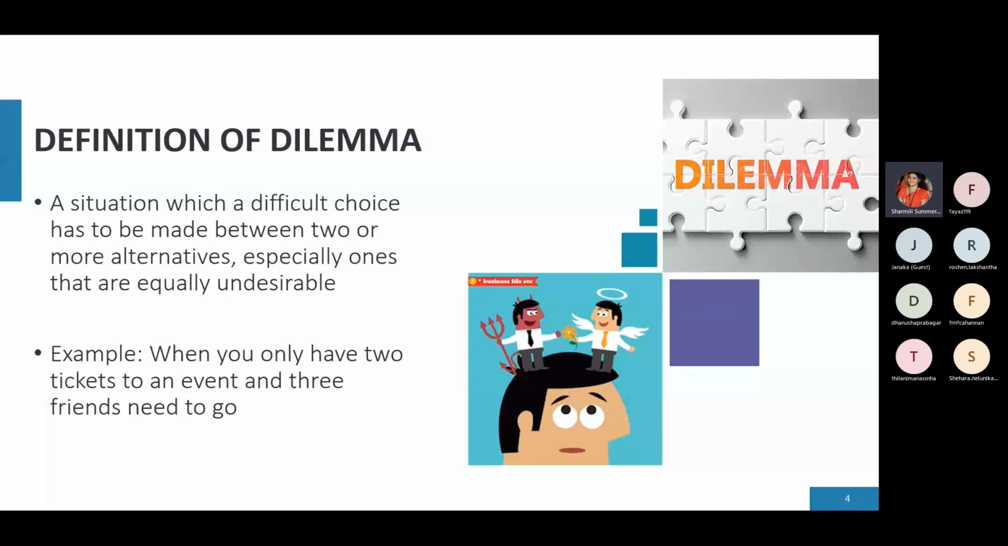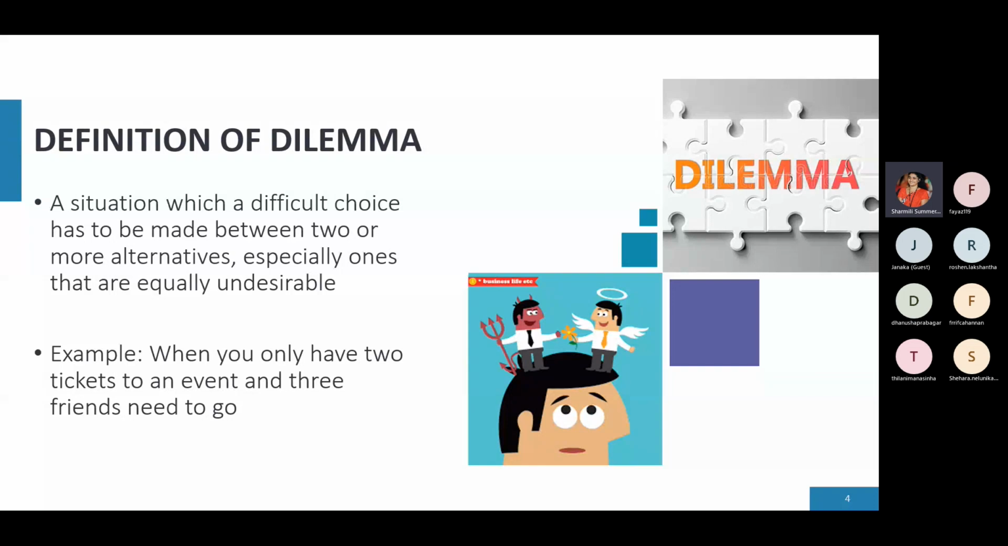So if you think of yourself, you have two tickets, and you are planning to hang out with your friends. You have only two tickets, but three of you plan to go. So how are you going to take the decision, a critical decision? If you take one friend, then the other will feel bad. If you take the other friend, then the first will feel bad.